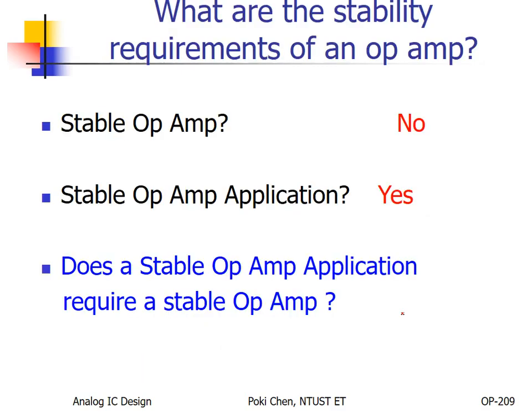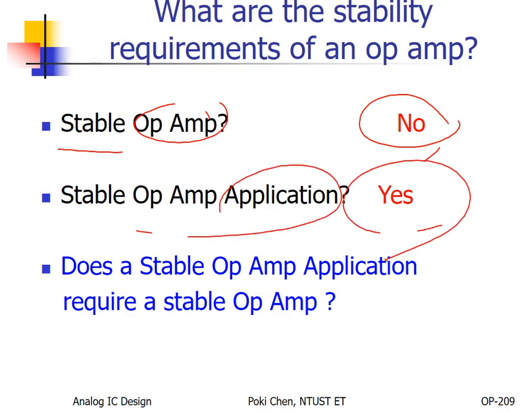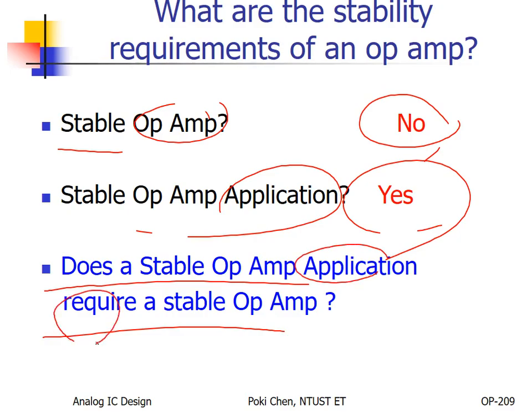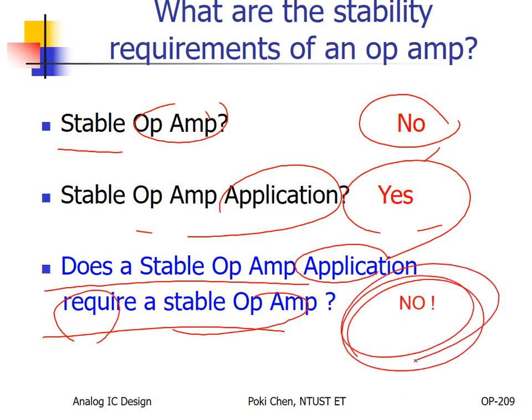Okay? So anyway, do you need a stable op-amp? No. Do you need a stable op-amp application? Sure, that is the final result you need to get. But what is the question here? Does a stable application require a stable op-amp? No. So it means what? You can design an unstable op-amp. And hopefully after you apply the unstable op-amp into your application circuit with negative feedback, we can stabilize it again.